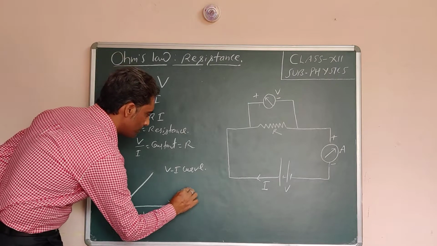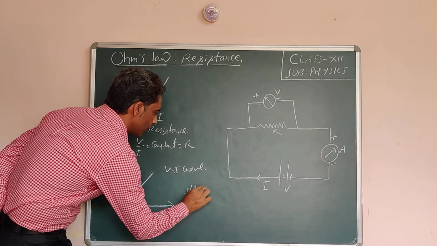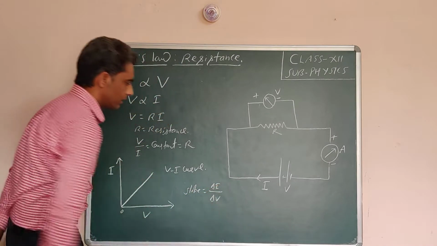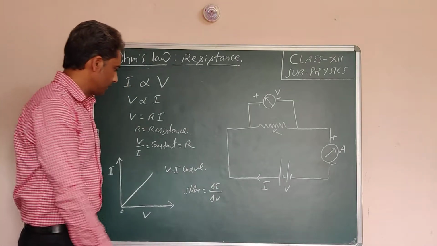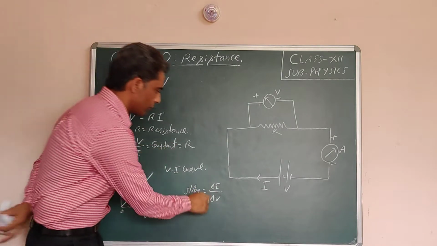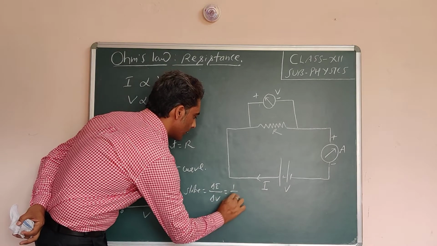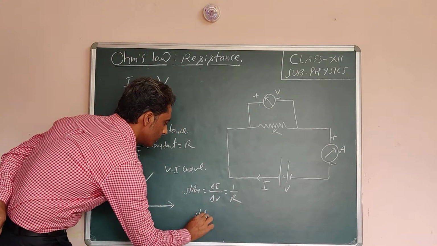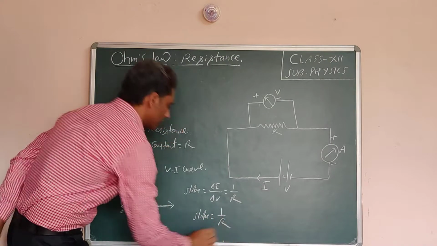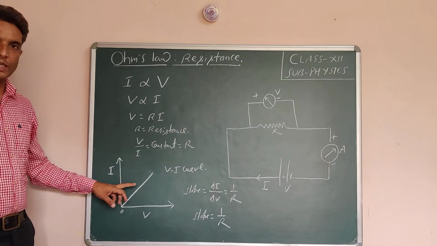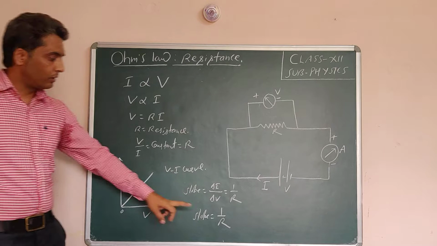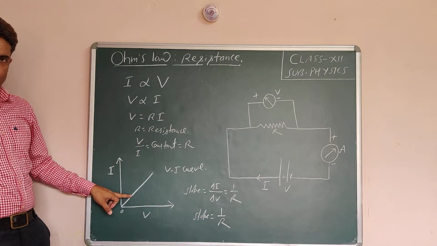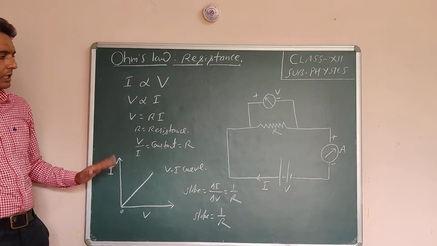So here the slope of this curve is equal to del I over del V. Since V over I is R, del I over del V is equal to 1 over R. Means slope is equal to 1 over R. So here slope gives the value of the reciprocal of resistance. Means the larger the slope, the smaller will be the resistance.